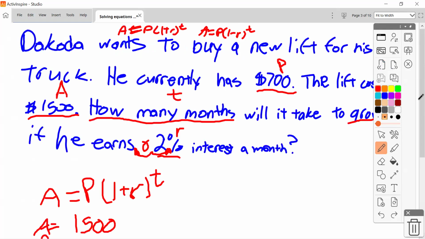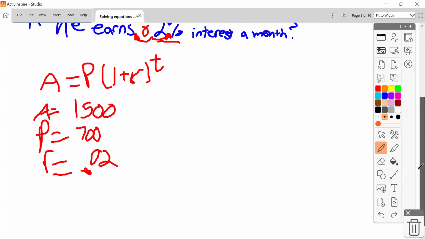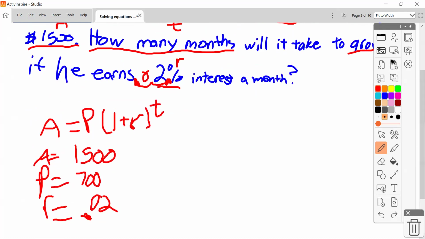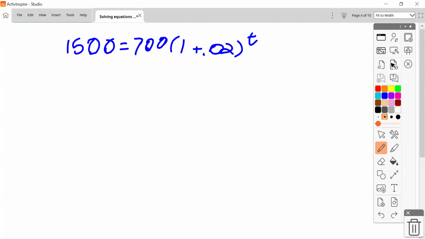Sorry. Then you got one there. So if you need that extra step, you can do it. But I was just jumping ahead to where it's filled in, which is what we have right here: 1500 equals 700 divided by 1 plus 0.02 to the t power.